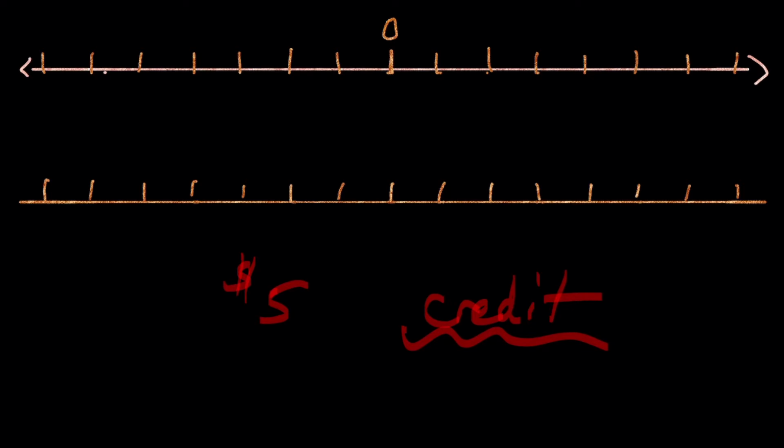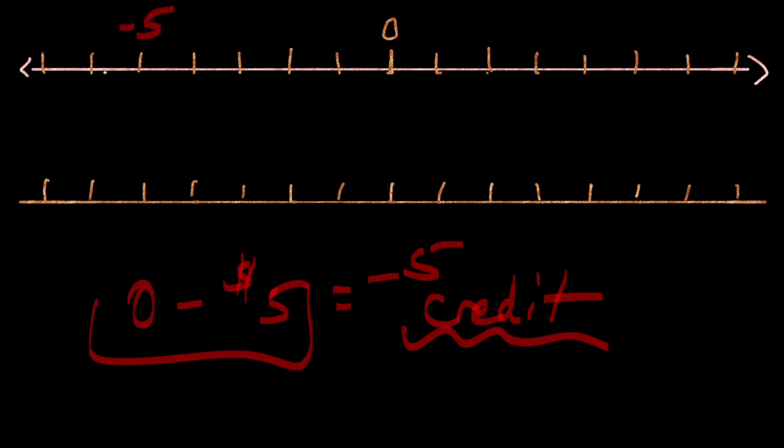So what that really means is I have 0 money, and I'm subtracting $5, and I'm going to pay that later. So I have negative $5. That would sit 1, 2, 3, 4, 5 over here on the number line. So I have now negative $5.